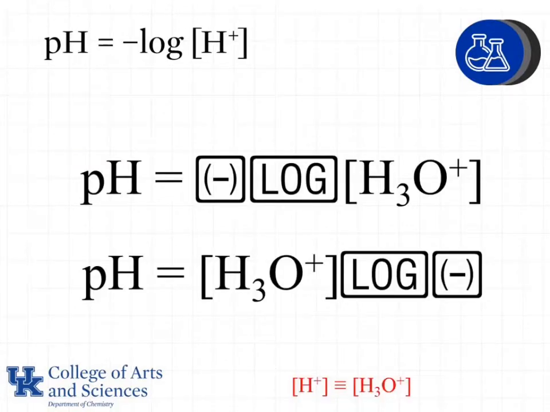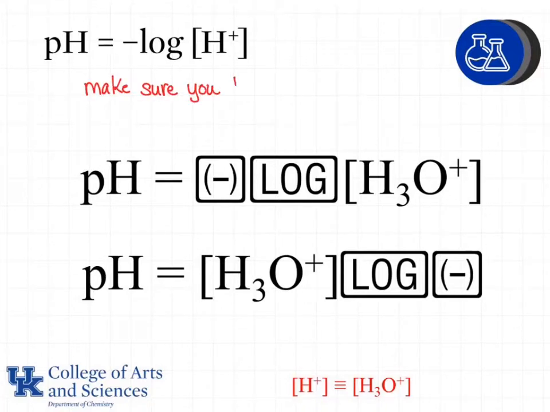To actually calculate pH, we're going to use a log function. So pH equals the negative log of the H+ concentration. Remember that H+ and H3O+ mean the exact same thing, so these are used interchangeably.